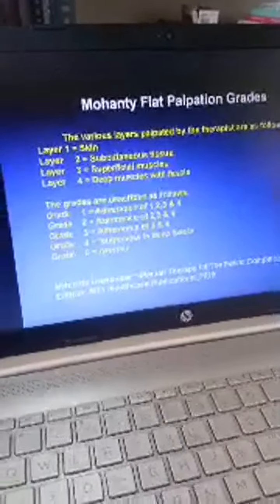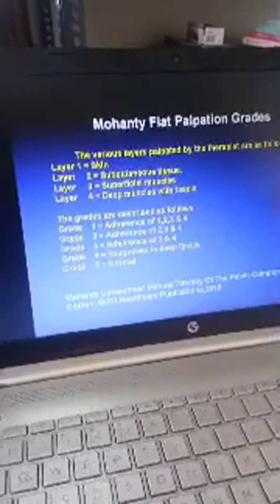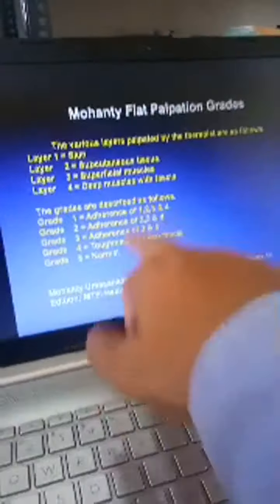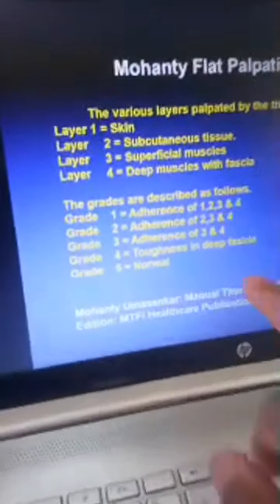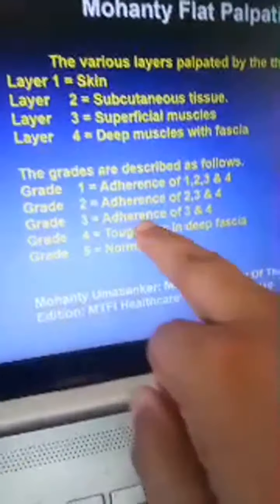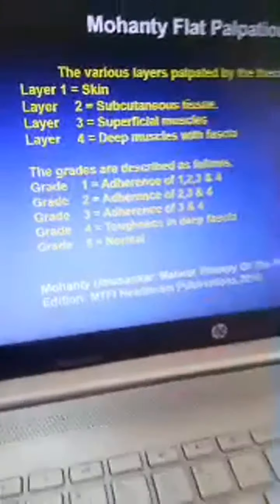If you are not highly skilled enough, I'll tell you not to apply these thrust techniques. You can apply small mobilizations. These are the grade 1s according to my gradings: adherence of layers 1, 2, 3, 4. Grade 2, adherence of layers 2, 3 and 4. Grade 3, adherence of layers 3 and 4. Grade 4, toughness in deep fascia. And grade 5 is normal.